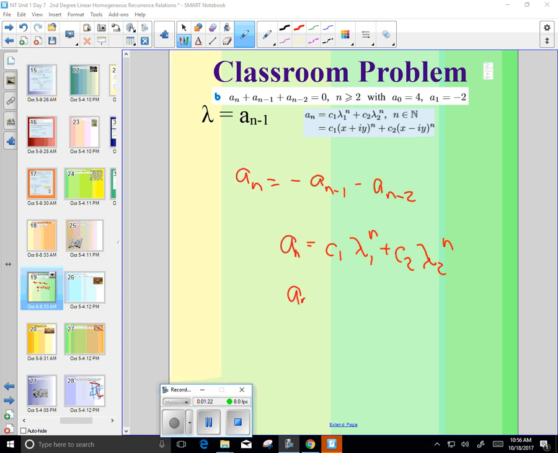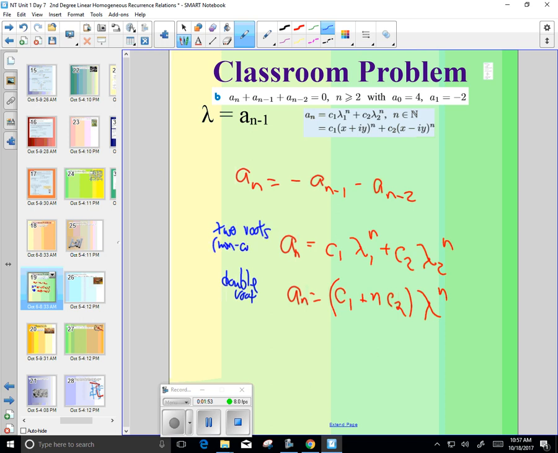The other form, and you might have to help me with this one, is C1 plus n C2 times lambda to the n? Does that sound right for the two duplicates? I think that's right. And that's if you have a double root. So this is the double root. And this is two roots, non-complex. But it's also complex too. But the complex method's going to be a little different.